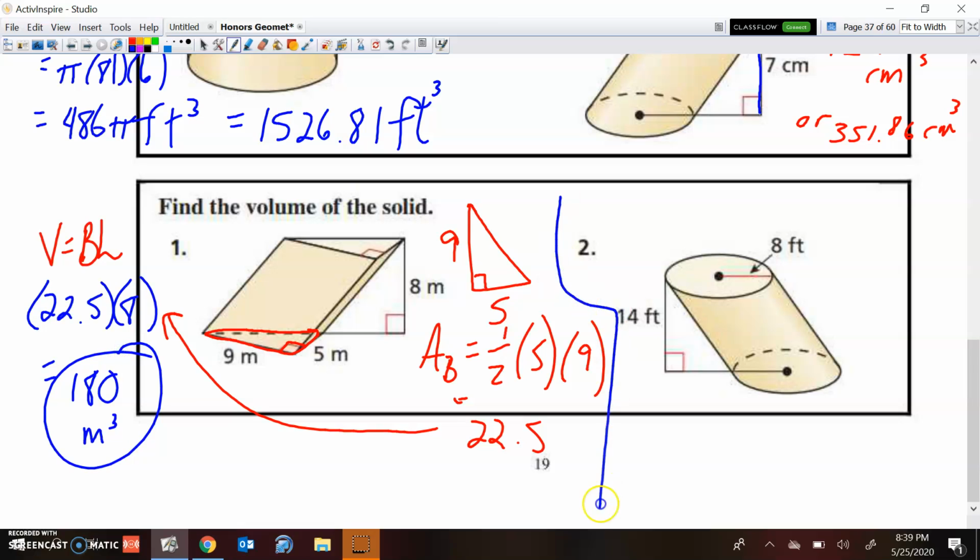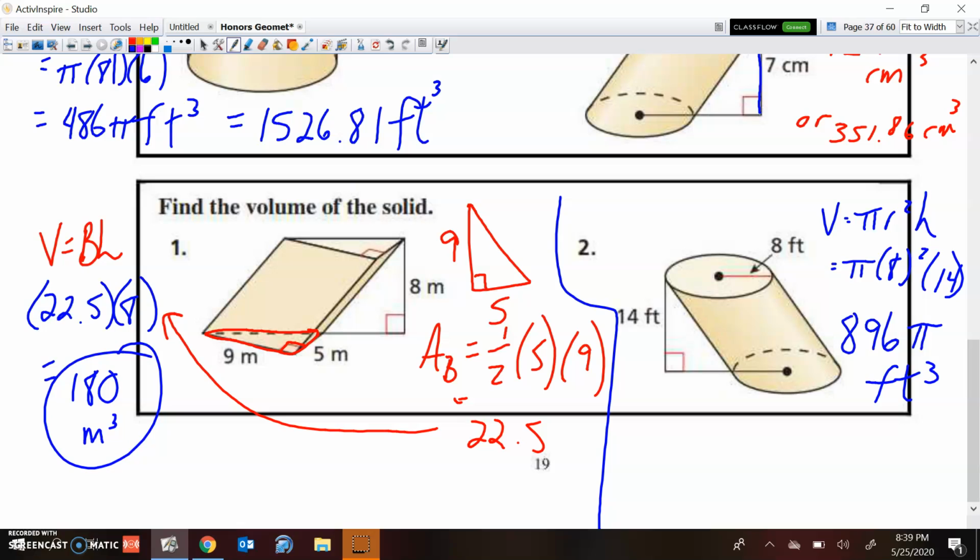All right, number 2, we have a cylinder, so it's just going to be the formula of pi r squared h. Pi, the radius is 8 squared, and my height is 14. If I calculate 8 squared, that's 64. 64 times 14 gives me 896 pi, and that's the first answer left in terms of pi. The second answer is if I multiply that by pi, I get 2,814.87 cubic feet. Okay? Alrighty, so that is that.